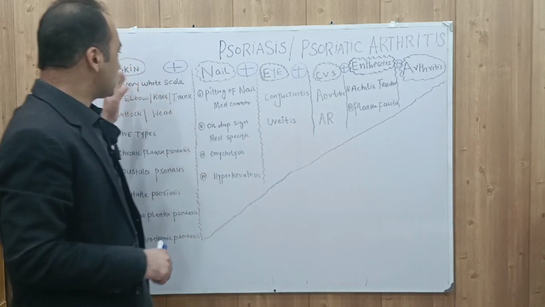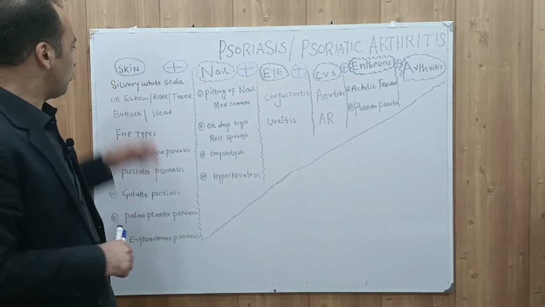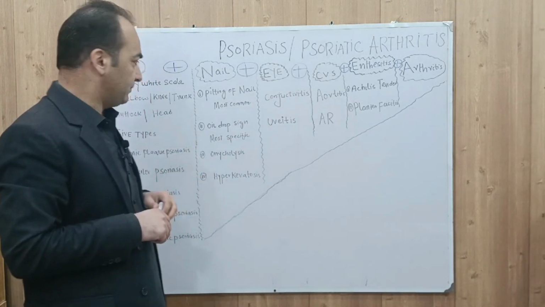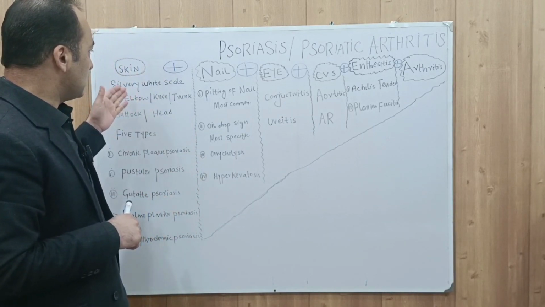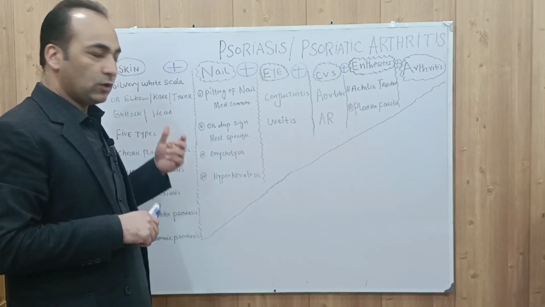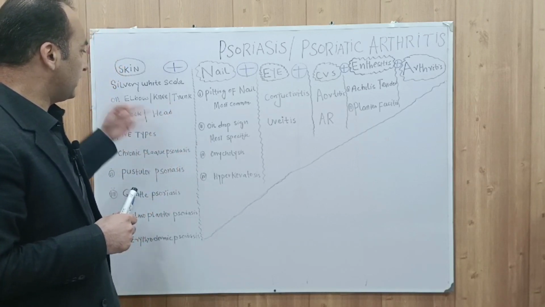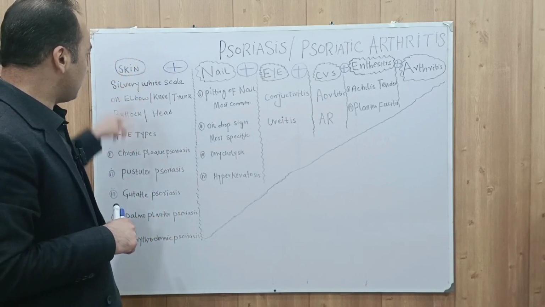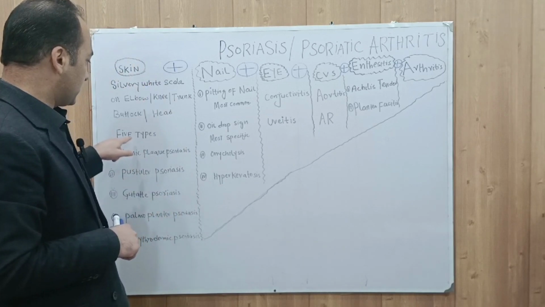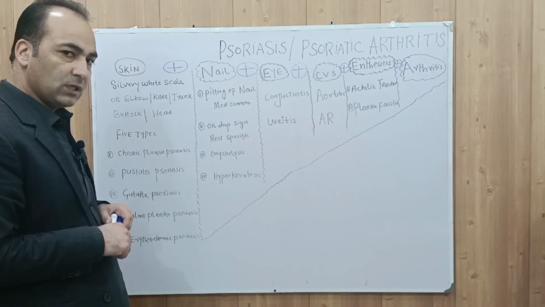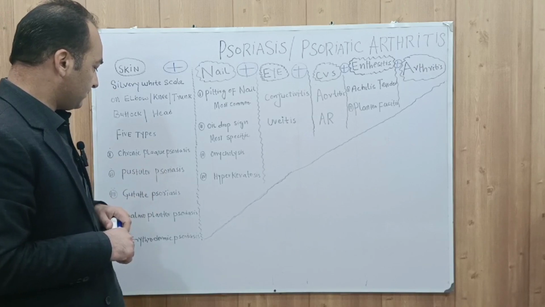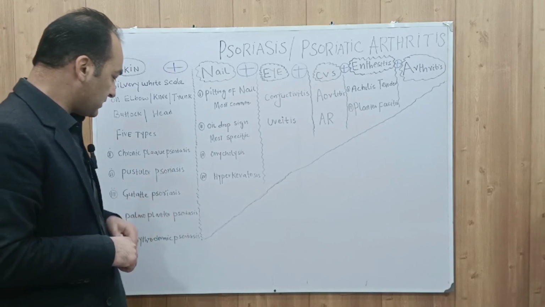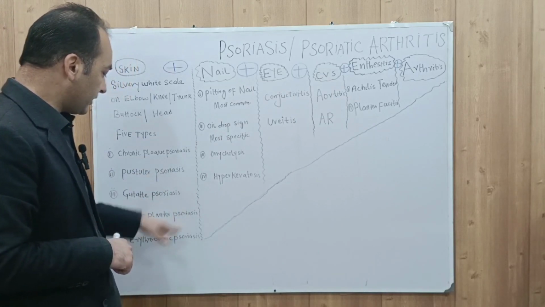Now, in the skin, there are white silvery scales on the extensor surface of the elbow and knee. This silvery white scale can also occur on the trunk, buttock, and head, meaning the scalp area. There are five types of psoriasis: chronic plaque psoriasis, pustular psoriasis, guttate psoriasis, palmoplantar psoriasis, and erythrodermic psoriasis.